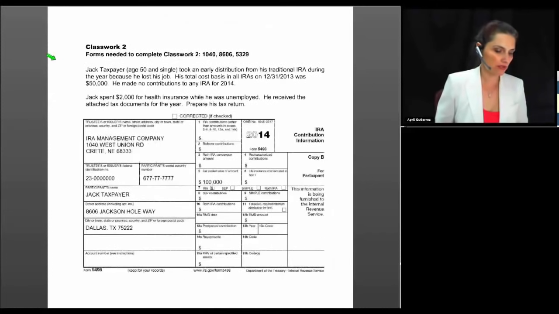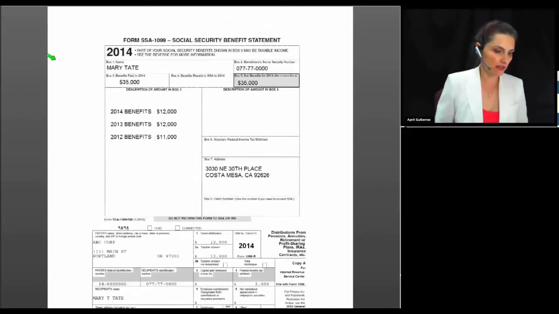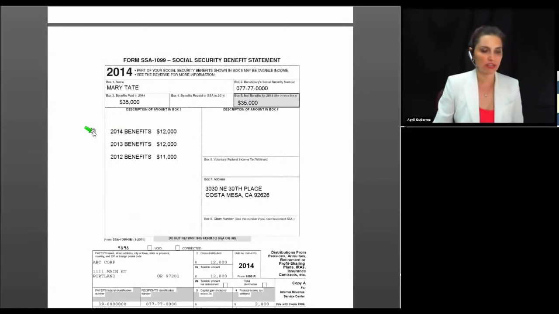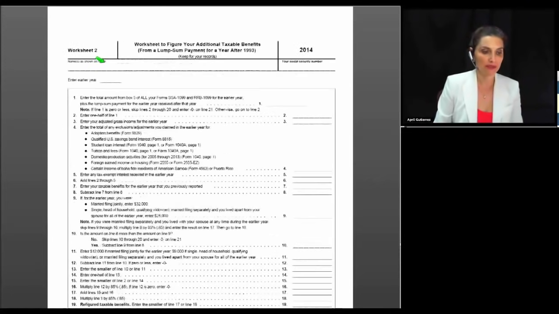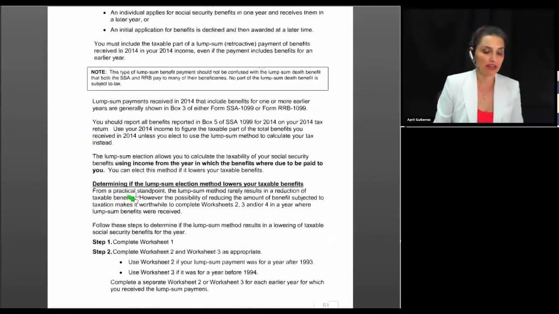And I'm going to show you an illustration of what that looks like right here. We have a Social Security benefits worksheet for a character named Mary Tate. You can see that her Social Security benefits worksheet is lining up each year's worth of benefits that she received. And when you see multiple years being awarded on a single SSA statement, that tells you that this person can qualify for the lump sum method. The question is, will it help them? And I'm going to explain how it works.